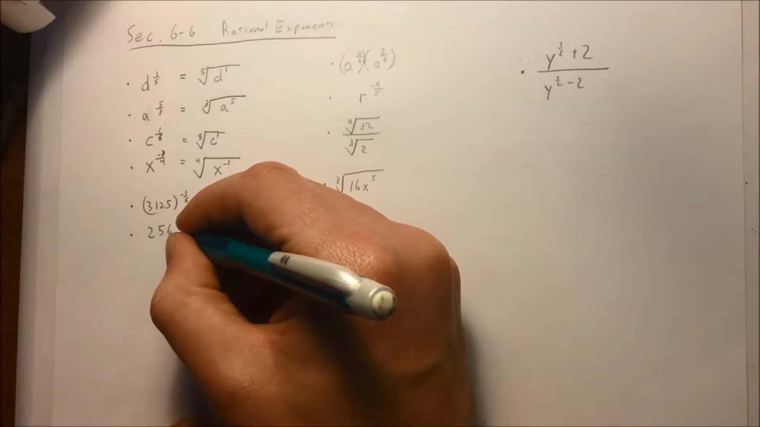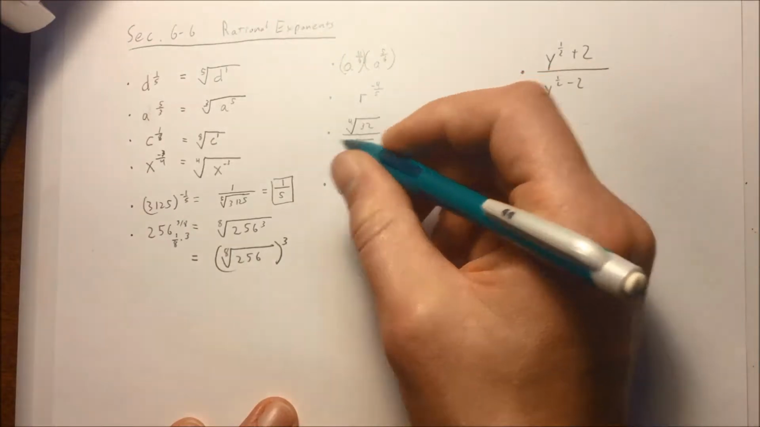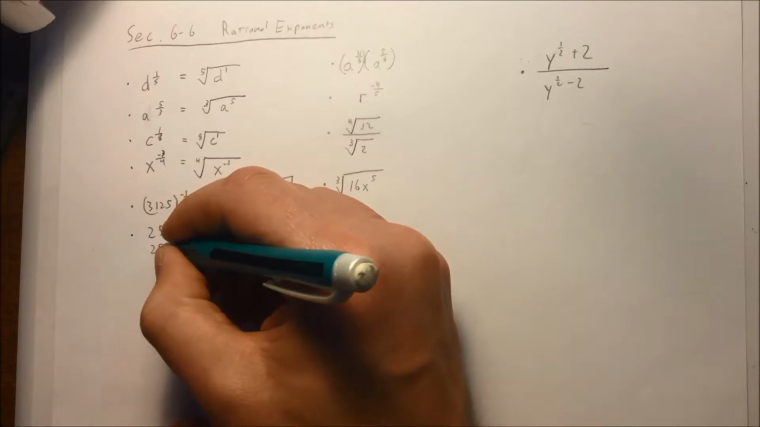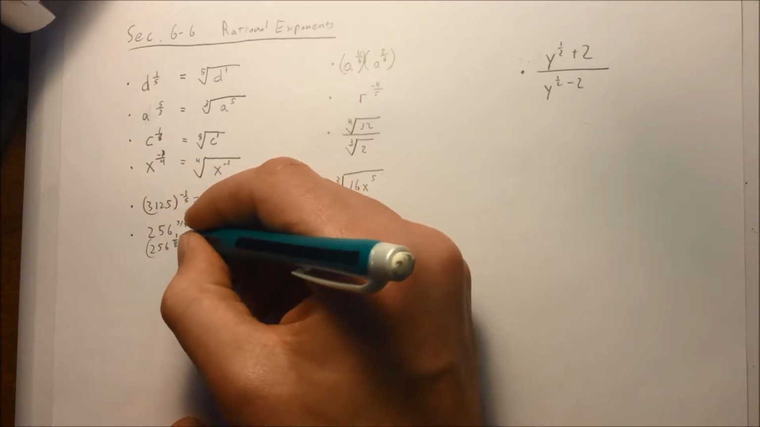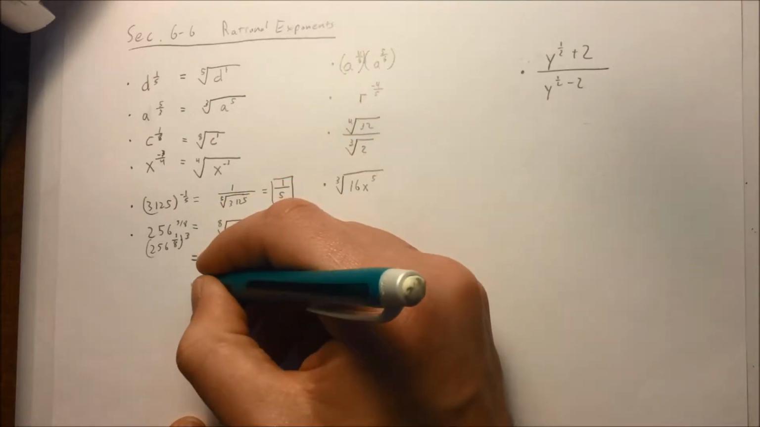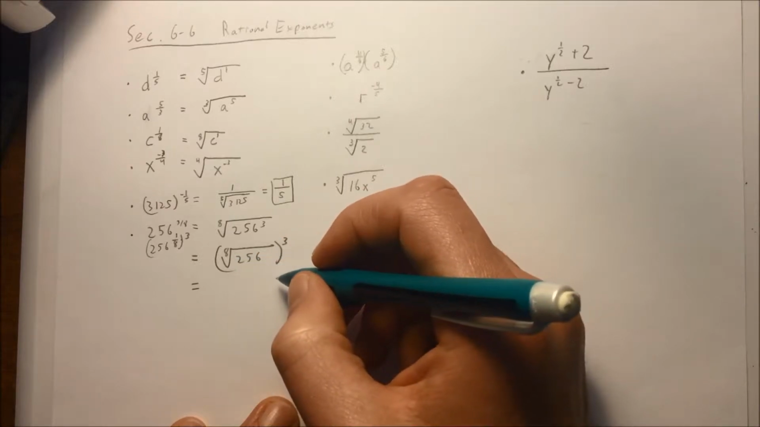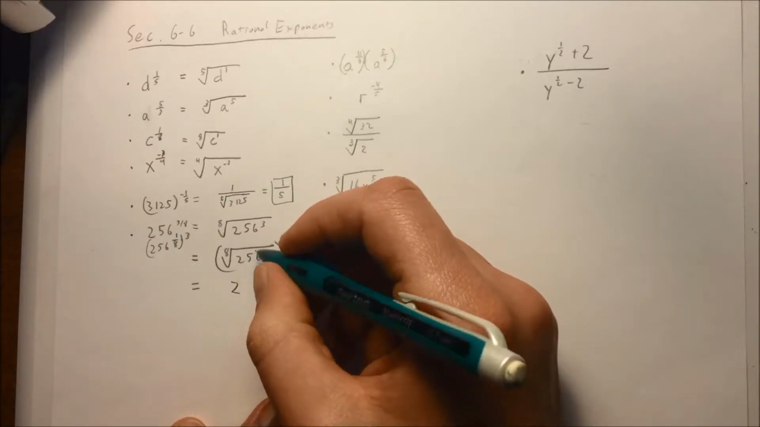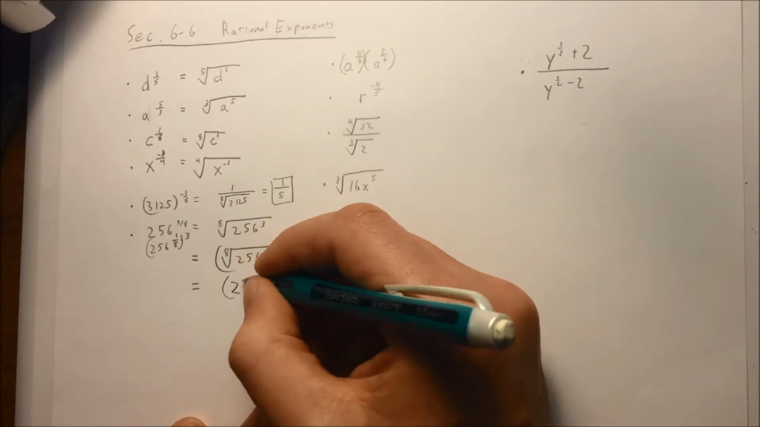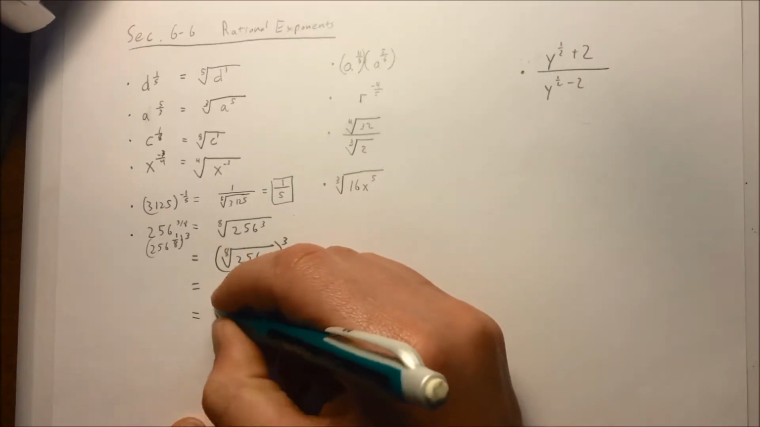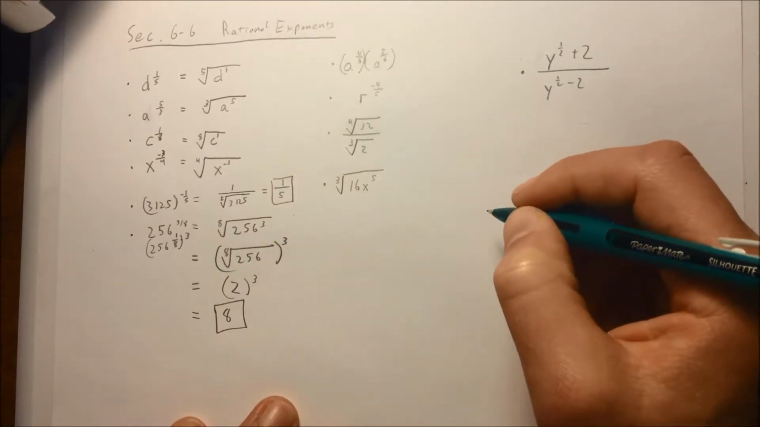You may be asking yourself, how can I do that? Well, would you agree that 1/8 times 3 is the same thing as 3/8? If you would, then I can rewrite this as 256 to the 1/8 cubed. So 256, what's the 8th root of that? The correct answer is 2. And then I got to take 2 cubed. 2 cubed is just going to be 8. There we go.